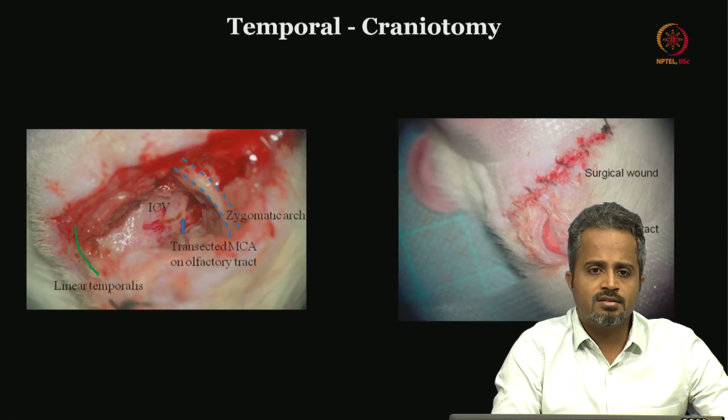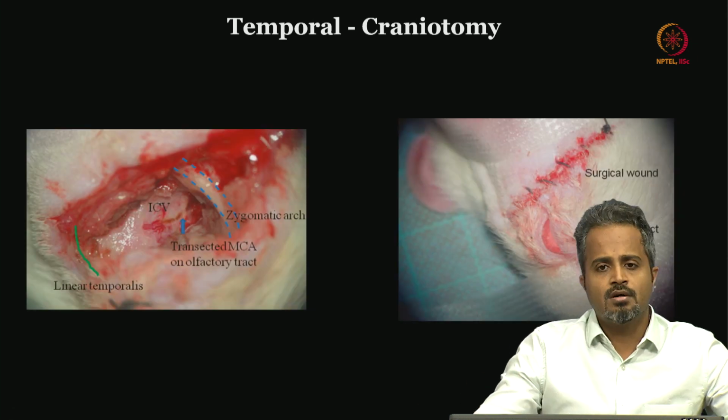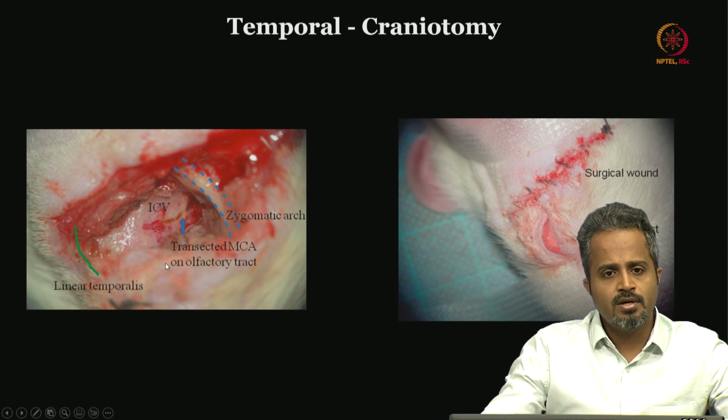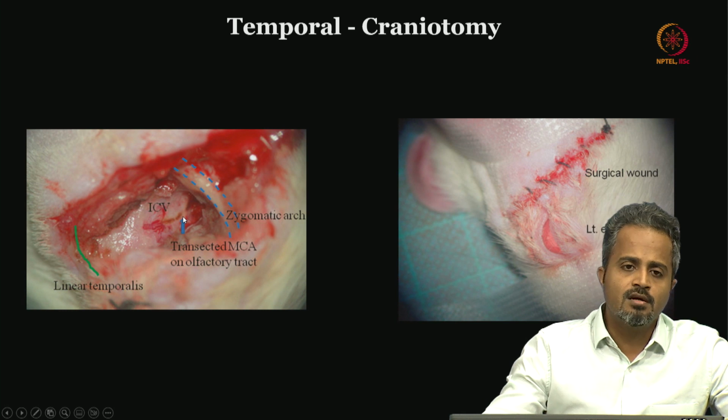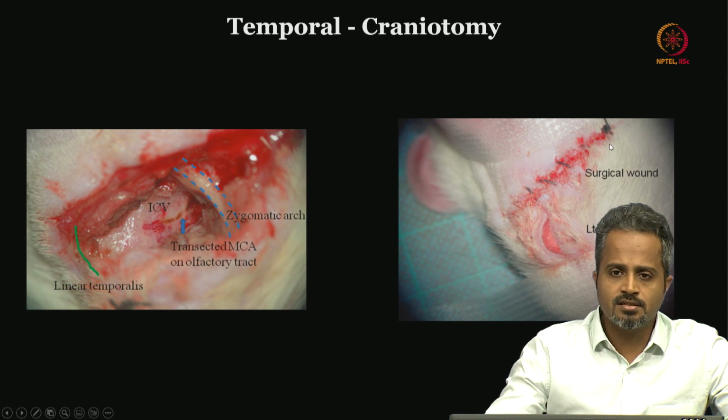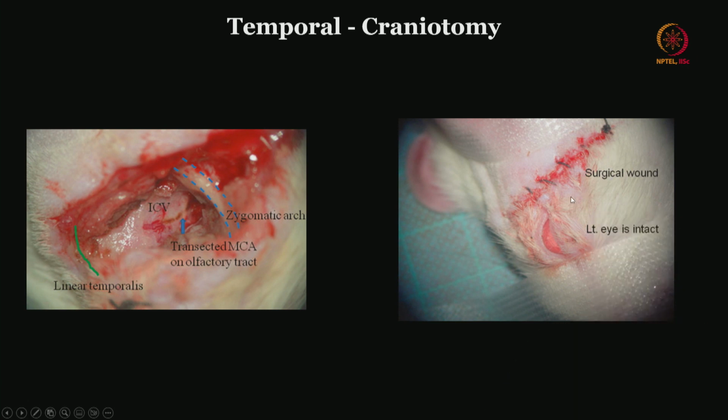Once the coagulation is done, you will be transecting it again to make sure that there is complete division of the middle cerebral artery. All right, and then the surgical wound is closed either by stitches or by staples, and then the eye suture is open, and you all see that, and that is intact.